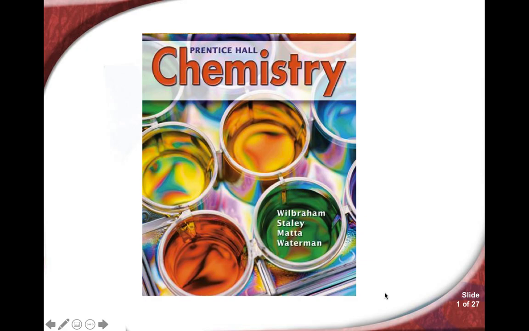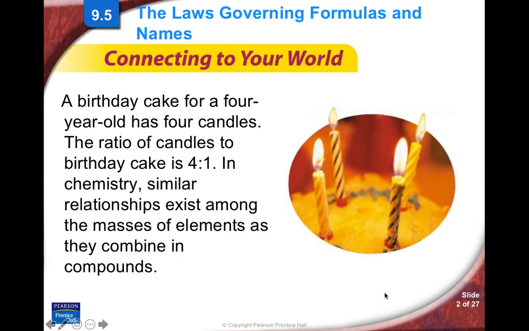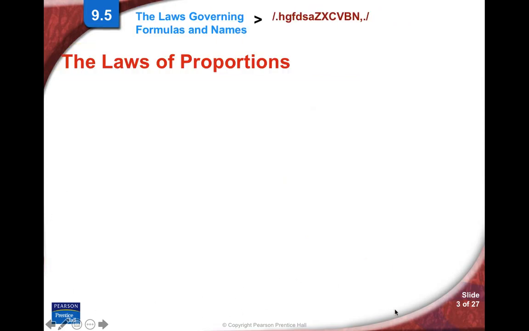The last section in chapter 9 is where we're going to start. This section starts out with a picture of a birthday cake with 4 candles on it. The proportion or ratio of candles to birthday cake is 4 to 1. You're probably familiar with the colon symbol from your mathematics days, and chemistry uses ratios and proportions as well.